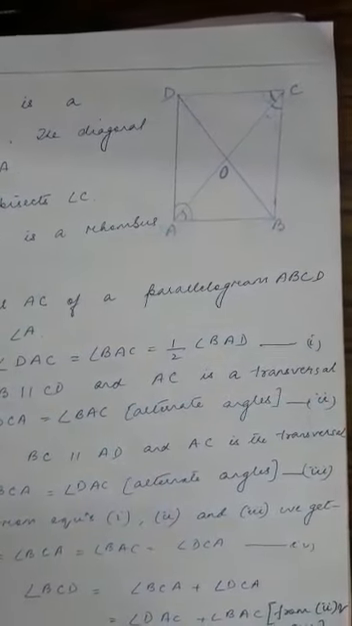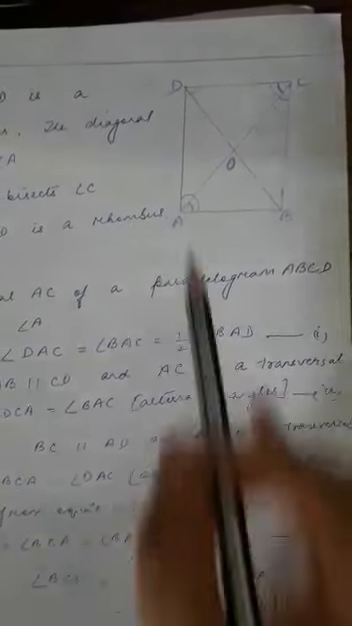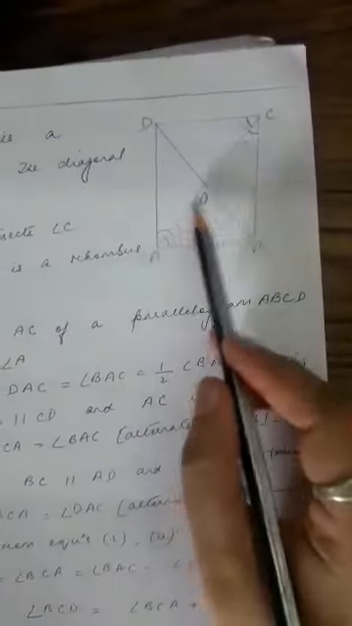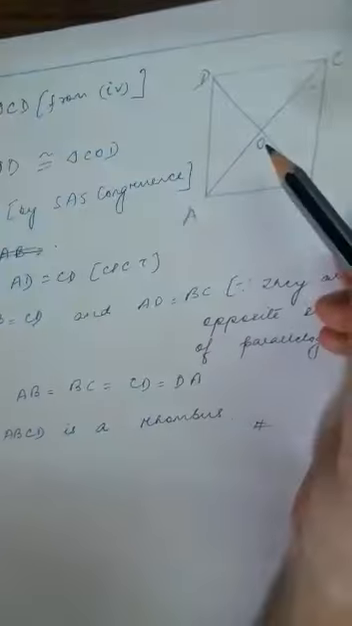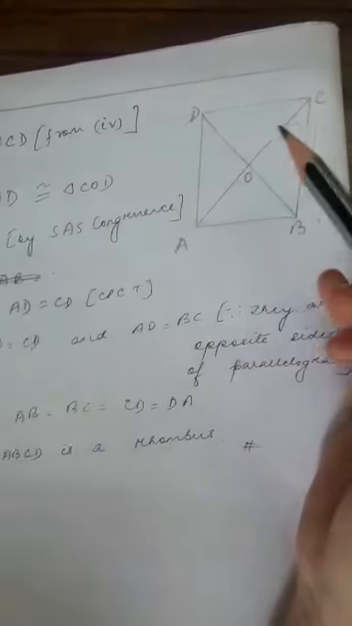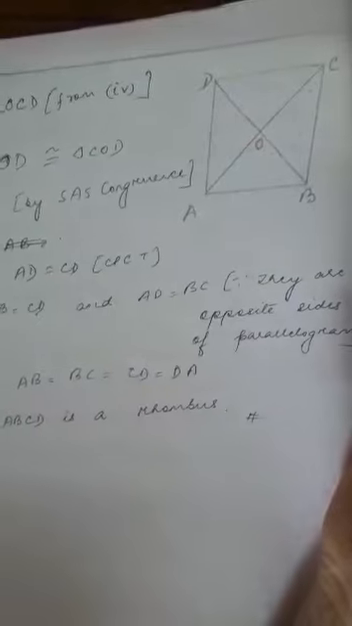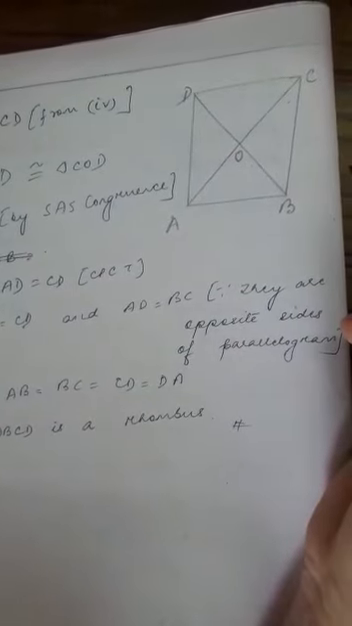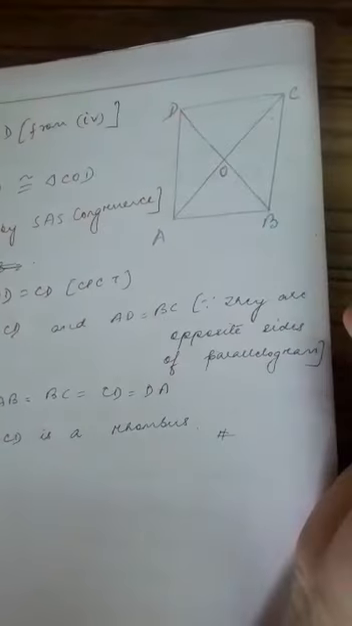Okay. Now for the second one, that ABCD is a rhombus, let us consider the two triangles AOD and COD. From these two triangles, OA is equal to OC because the diagonals bisect each other. OD is common and angle OAD is equal to angle OCD from equation number 4. Therefore, these two triangles are congruent by SAS congruency. So by CPCT we can say that AD is equal to CD.